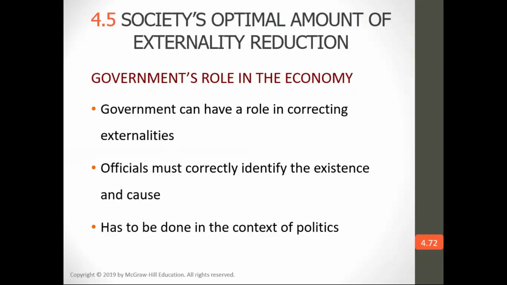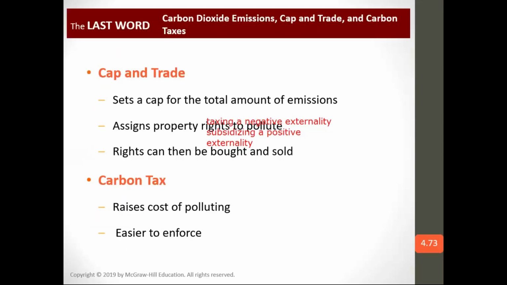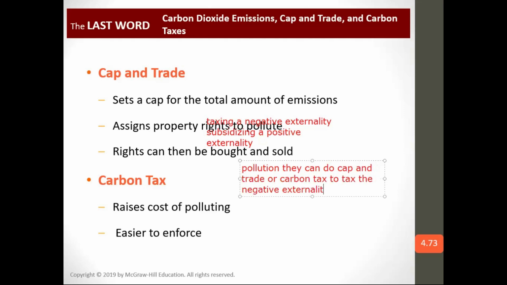So government is needed because it can correct externalities by taxing a negative externality or subsidizing a positive externality. So for pollution, they can do carbon cap and trade or a carbon tax to tax the negative externality to reduce output to the efficient level.